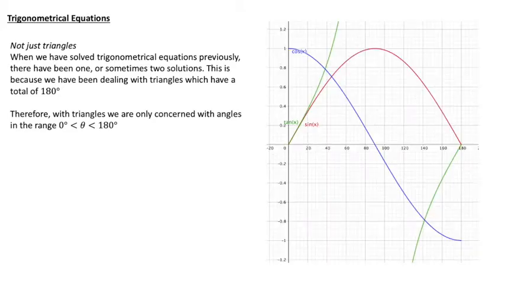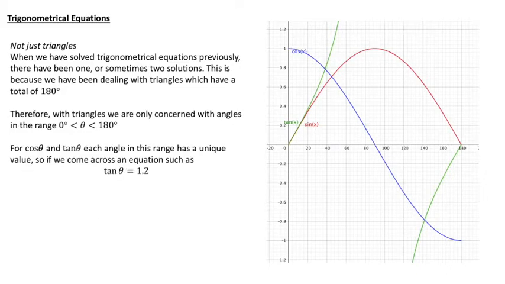When we've solved trigonometrical equations previously, there have been one or sometimes two solutions, and this is because we've been dealing with triangles which have a total of 180 degrees. So with triangles we're only concerned with angles in the range 0 to 180. And there we can see sine, cos and tan shown just up to an angle of 180. So for cos and tan we can see that in that range they have unique values.